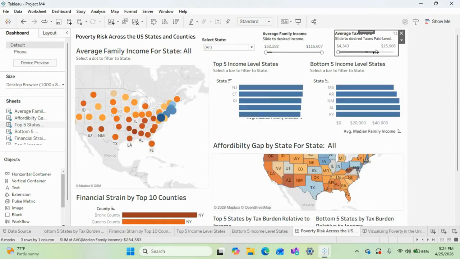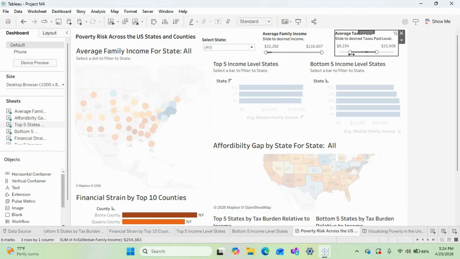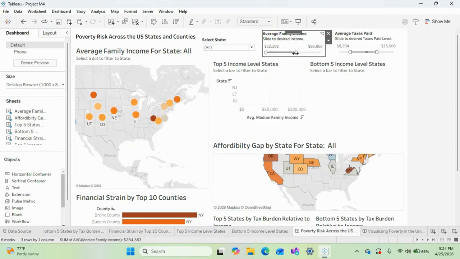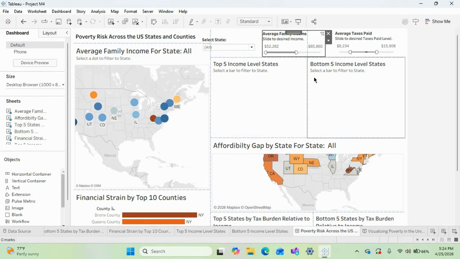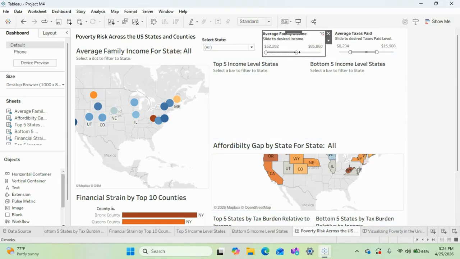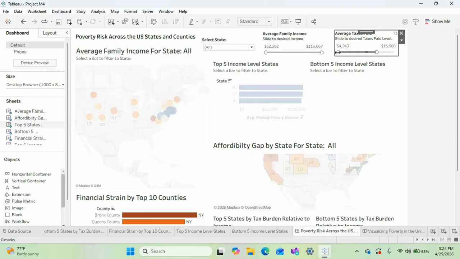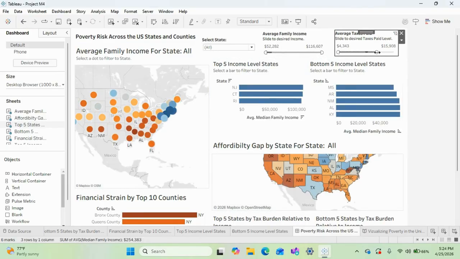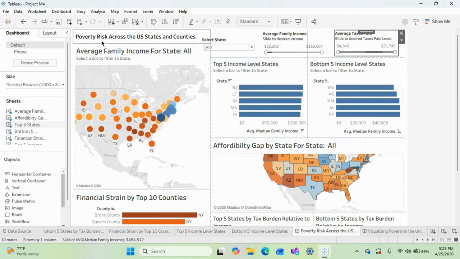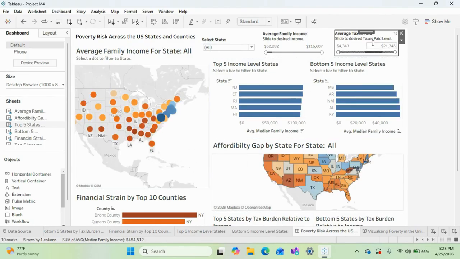Same for the taxes paid. You just have to let it load in a second. And you can hover this. And this is a really great example if you really want to go into detail to see what these states are and what parts of the United States have this constant issue, going based off the average family income in order to go through the poverty risk across the United States and counties.